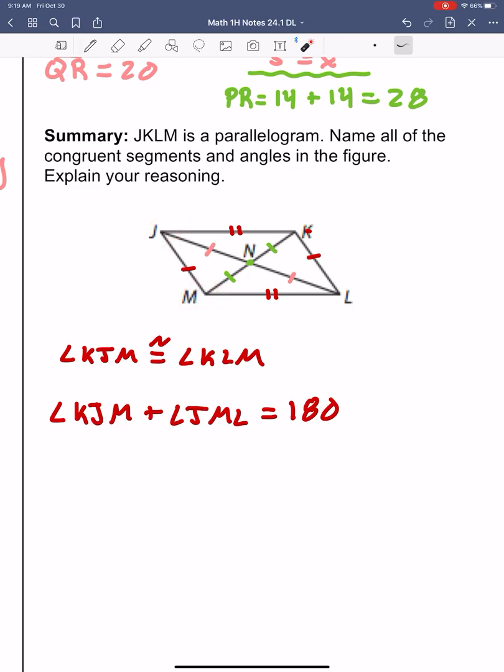Those two together are supplementary. They would give me 180, just as the other two on the other side would, right? Or if I took these bottom ones, or if I take these top ones, right? Any two consecutive angles will give me 180. All right, I'm going to stop it there, let you finish that up on your own.